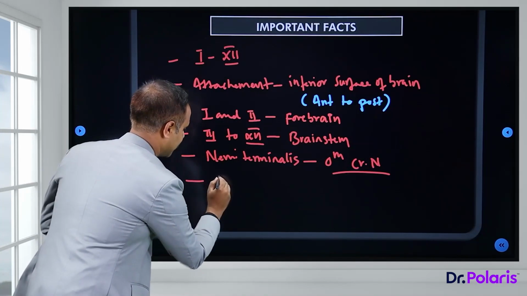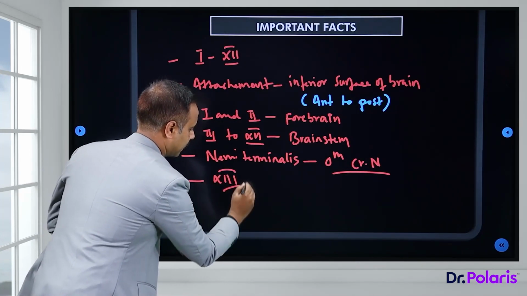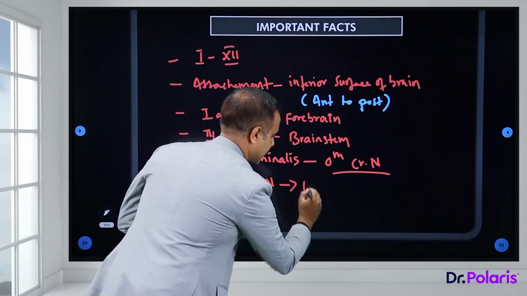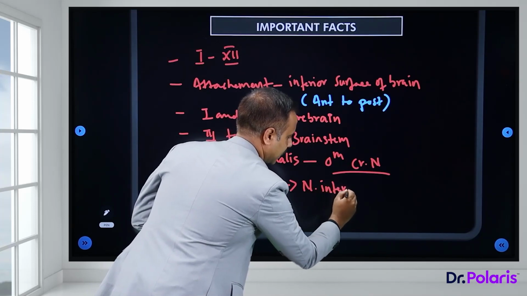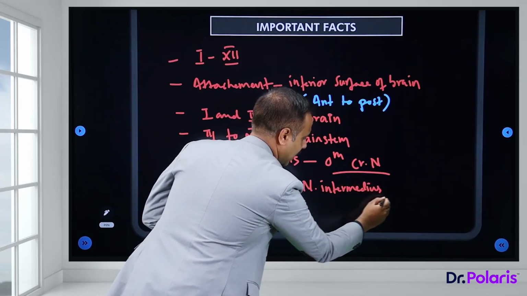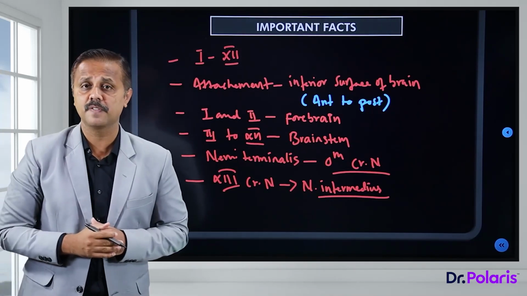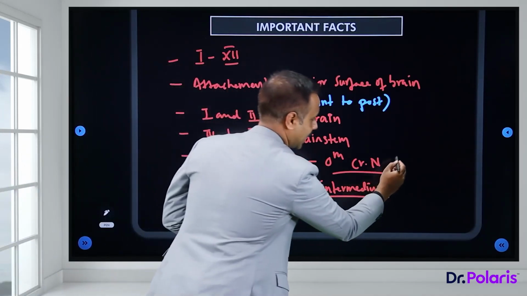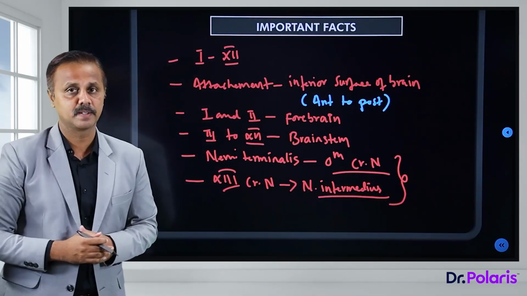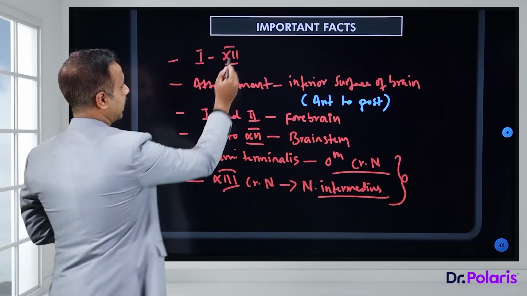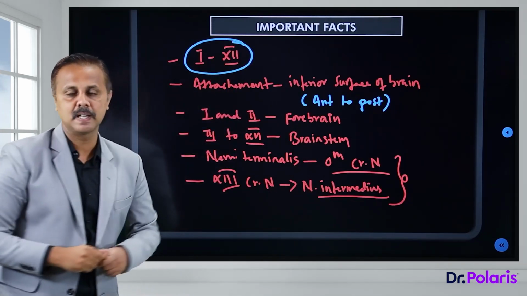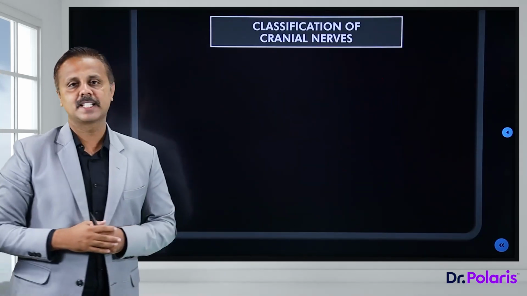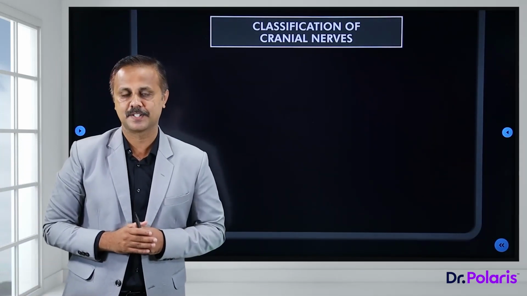Similar to this, we have something referred to as 13th cranial nerve. And which is the 13th cranial nerve? Remember, the nervus intermedius. The nervus intermedius, or otherwise referred to as the sensory root of facial nerve. This is sometimes referred to as the 13th cranial nerve. Now, these are some of the facts that are important for your Viva examination. Otherwise, remember, the total number of cranial nerves that we have in the human body are 12, numbered from 1 to 12. Right.